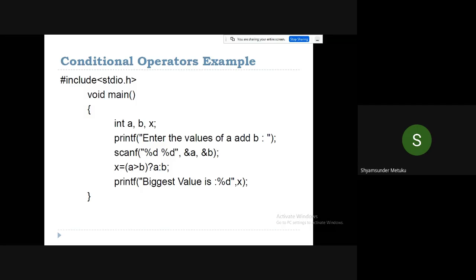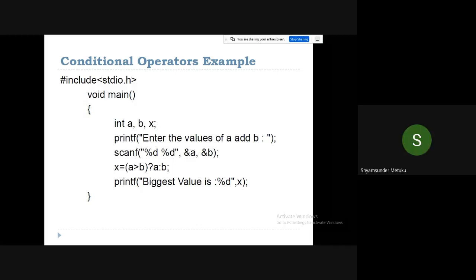Is it okay? According to you now, can you tell me what is the value of x? 5 greater than 10, true or false? False. False means A should be taken or B should be taken? B, right? So expression 3 is for the false, expression 2 is for the true. That is how you must remember. So the biggest value is simply, which one did we take? B is taken, right or not? Yes, sir.